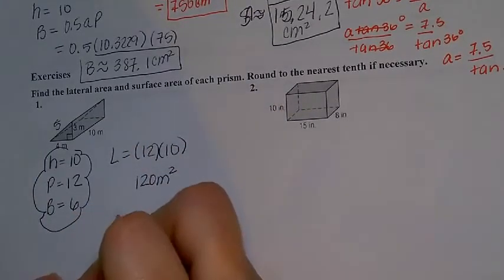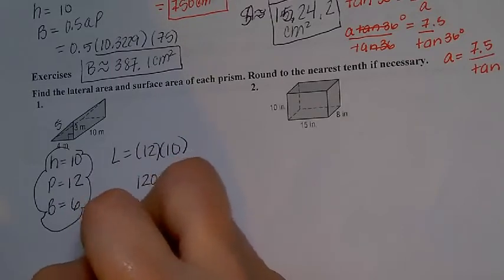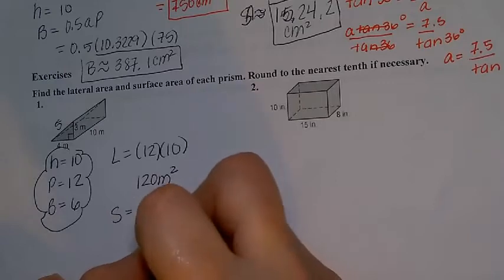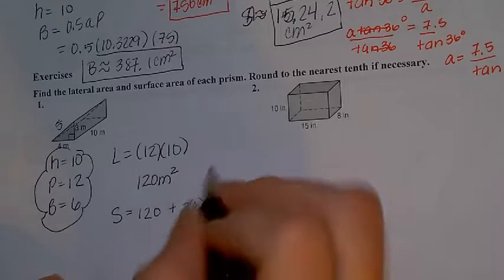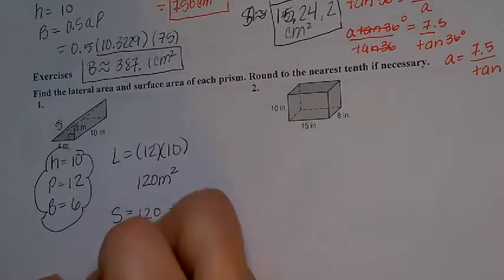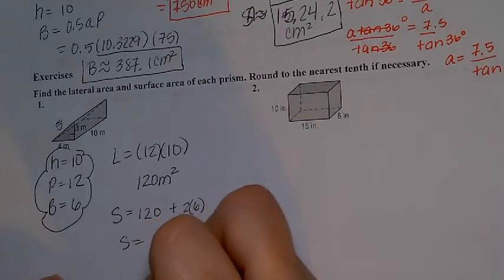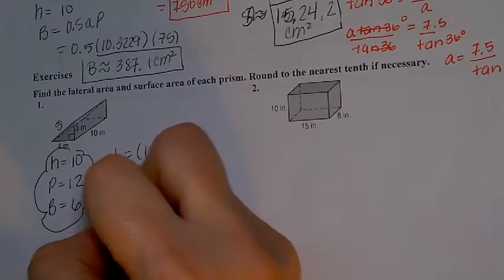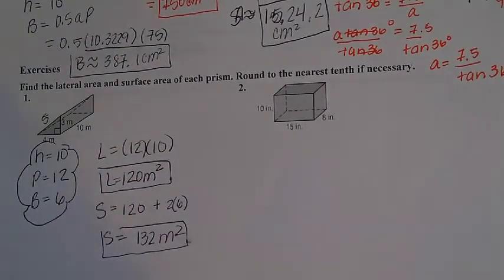And then my area of the base is 6. So my total surface area is 120 plus twice the area of the base, so it's 2 times 6. And I calculate all that, and my surface area is 132 meters squared. This is lateral and total. Well, don't we like that much better than when it's a regular polygon?